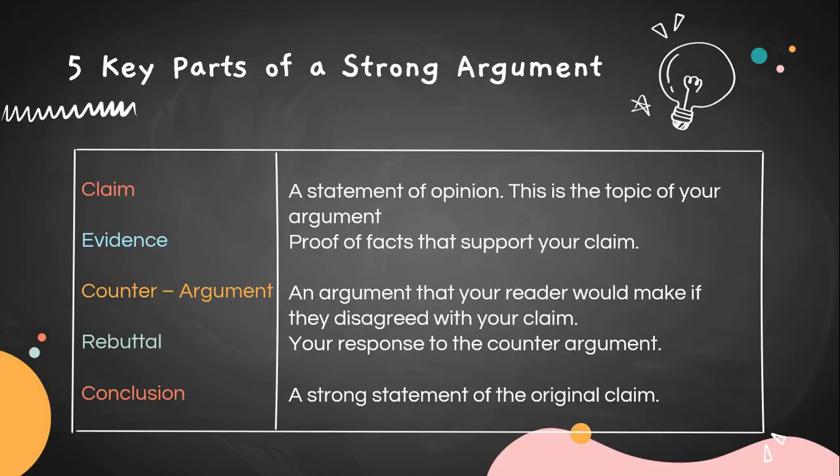A strong supporting argument must have these five key parts. These are the claim, which is a statement of opinion. This is the topic of your argument. Next one is evidence, a proof of fact that supports your claim. The third one is the counterargument, an argument that your reader would make if they disagreed with your claim.